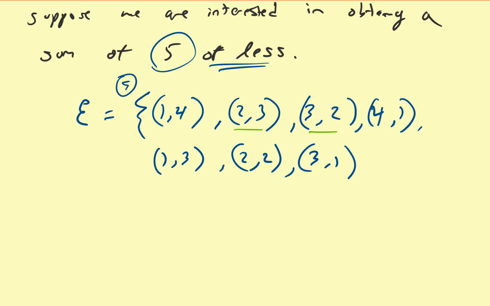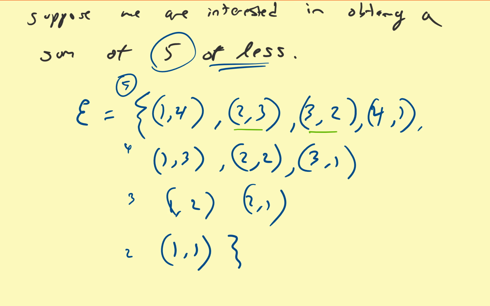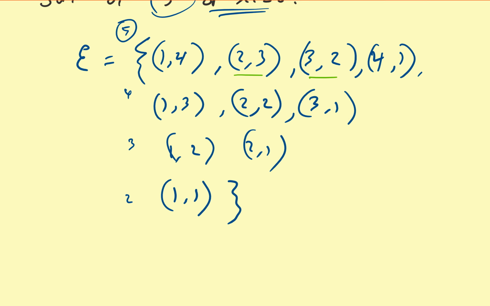How can we get a sum of 3? So that's going to be 1 and 2, 2 and 1. And then how can we get a sum of 2? Well, that's just going to be 1 and 1. And it's impossible to get a sum of 1, 0, or negative values. So therefore, this is all the possible events that we have here.